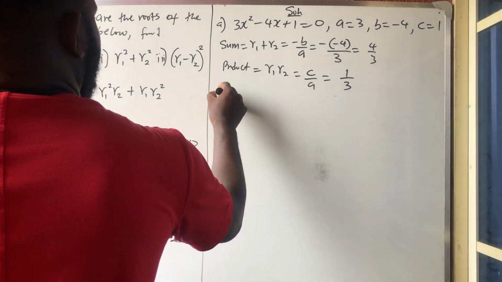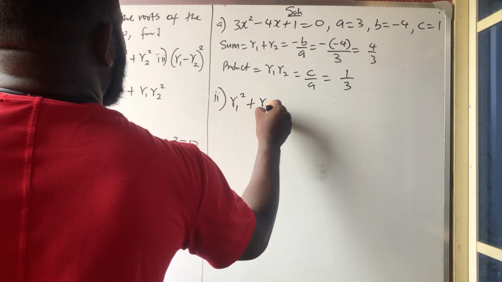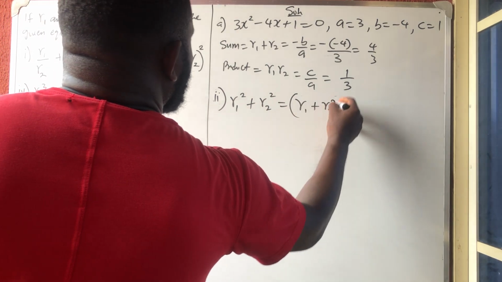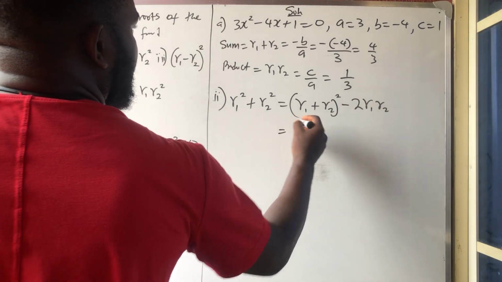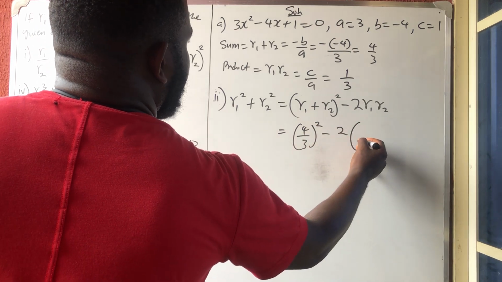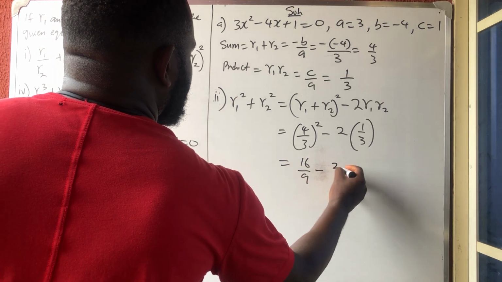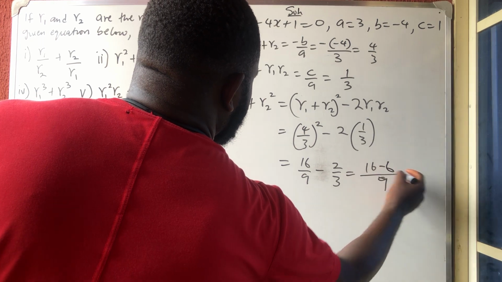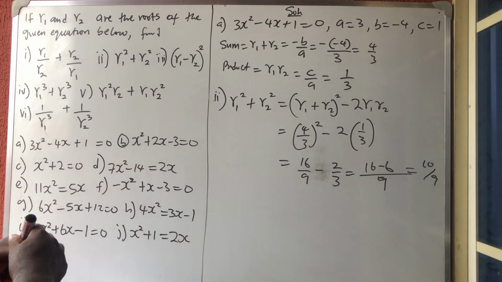So II said r1 squared plus r2 squared. We have solved it. It is r1 plus r2 all squared minus 2 r1 r2, which gave us 4 over 3 all squared minus 2 into 1 over 3. So which gave us 16 over 9 minus 2 over 3. And the LCM is 9. 16 minus 6, which is 10 over 9. Okay, so we have gotten II.